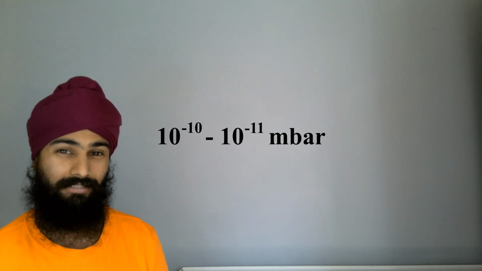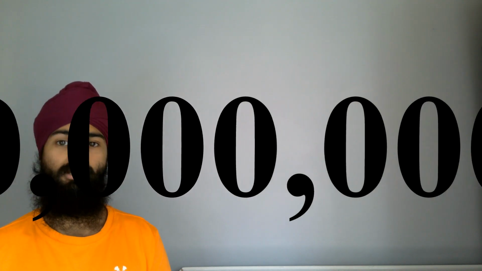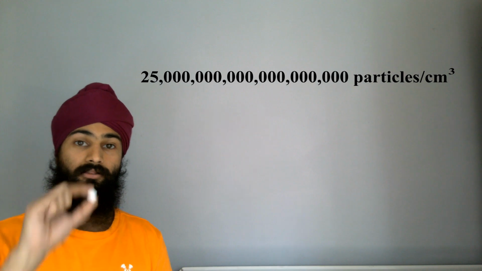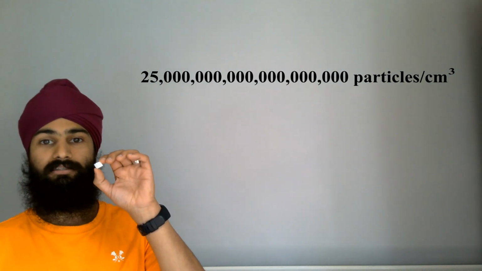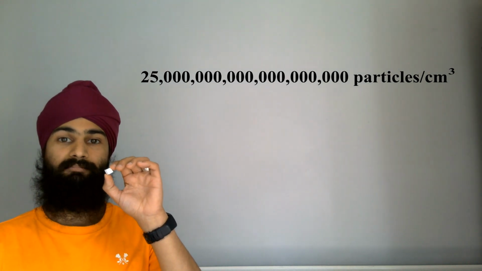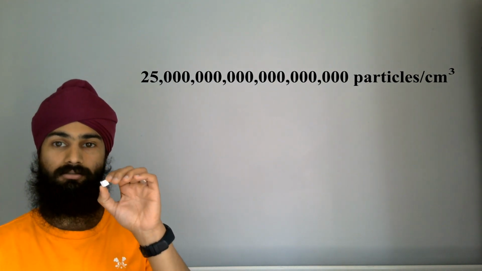But what does that really mean? 1 bar of pressure is what we have on Earth in atmosphere, which equates to roughly 2.5 times 10 to the 19 particles per centimetre cubed. This is a centimetre cubed. And we're saying that there's roughly 10 million times more than 1 trillion particles in 1 centimetre cubed. And a millibar, which is the unit I said earlier, is 1,000 times smaller than that.